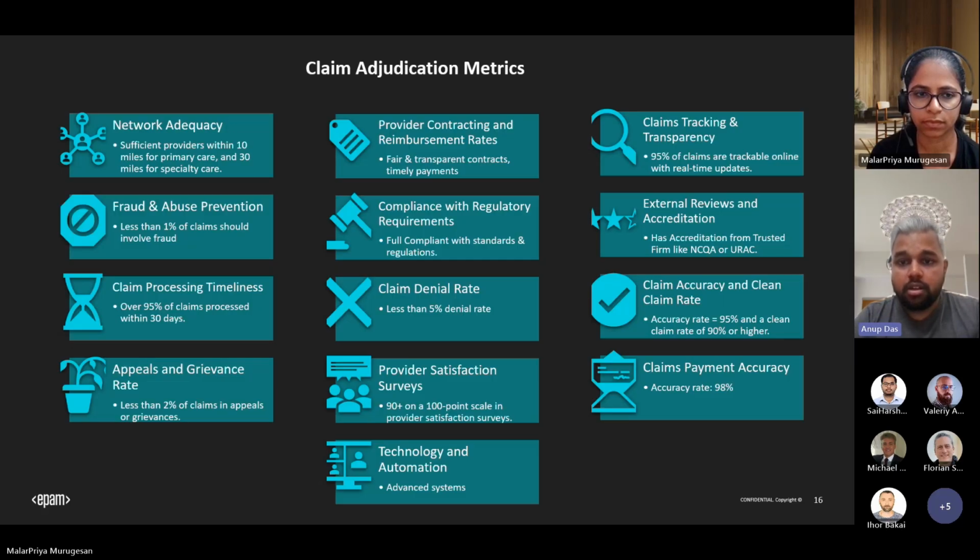Appeals and grievance rate: evaluating the rates of appeals and grievances filed against the MCO. A high rate may indicate dissatisfaction among the providers or members. Now, how the MCO is assessing all those data points and putting remediations in place so that the appeals and grievance rate can be reduced. As I mentioned earlier, satisfaction surveys and feedback. These measures are also taken by MCOs and payers to get proper feedback on how they can improve the claim reimbursement or claim submission processes.